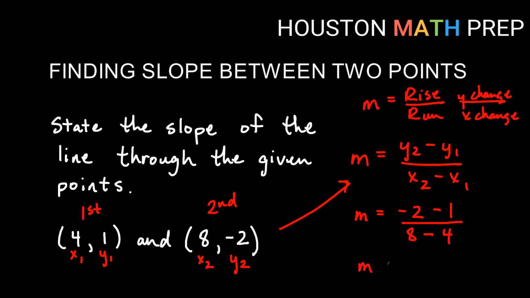And then if we go ahead and do the math there, -2 minus 1 will give us -3. And we'll get 8 minus 4 on the bottom is 4. And so we get a slope between these points of -3/4.